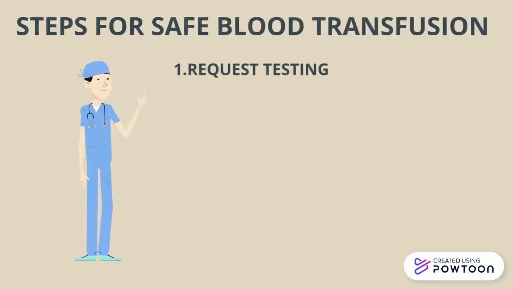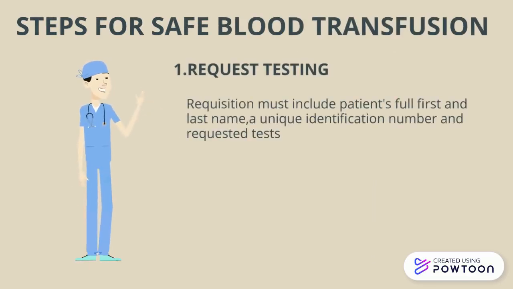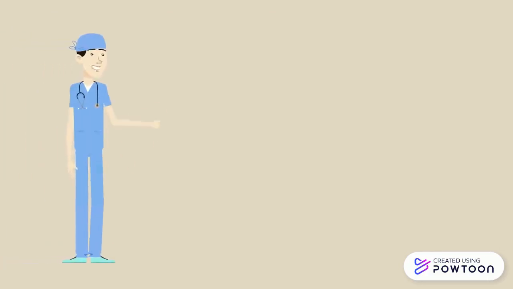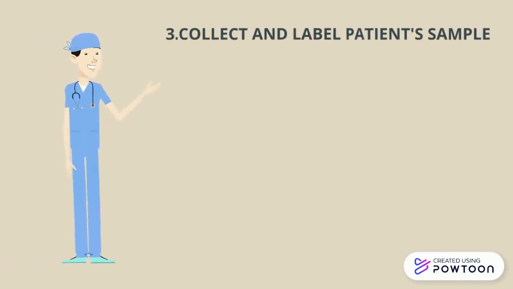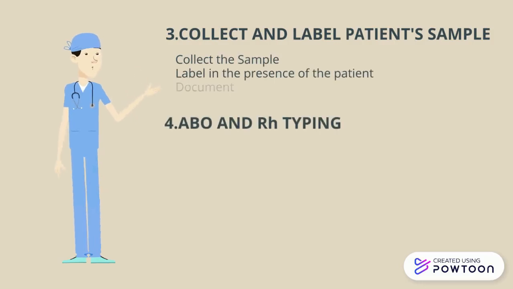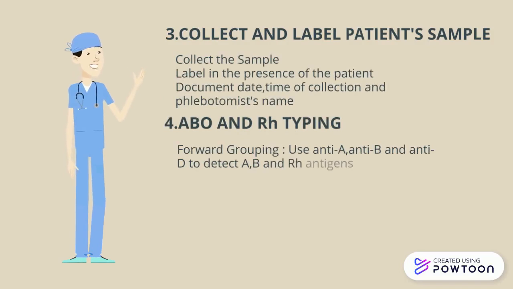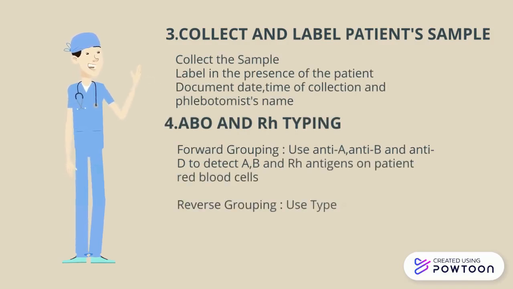Steps for safe blood transfusion. The first step is request testing. In this case, we must include the patient's full name, that means the first name and last name, a unique identification number, and the requested test. The second step is to verify the patient's identification. The third step is to collect and label the patient's sample. Here we collect the sample and label it in the presence of the patient, and we include information like document date, time of collection, and phlebotomist's name.